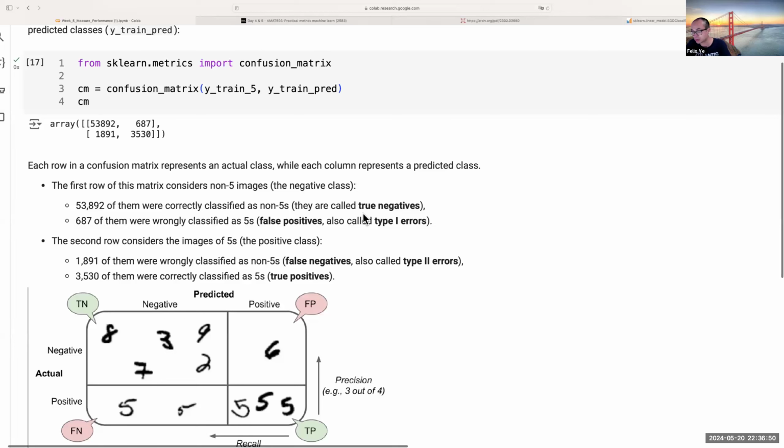So this is also a frequently asked question during interviews. What is type 1 error? What is type 2 error? And what is false positive? What is false negative, and so on.